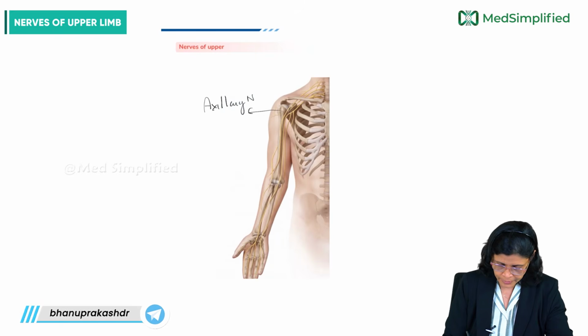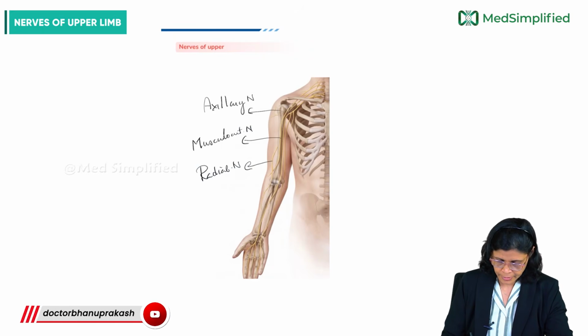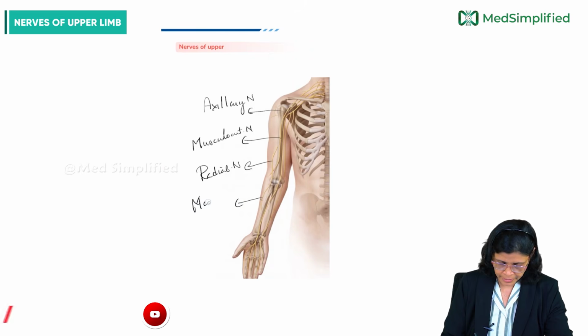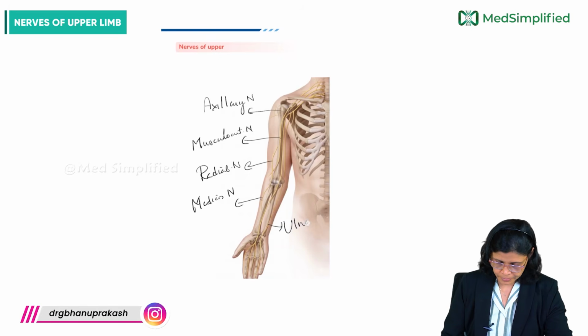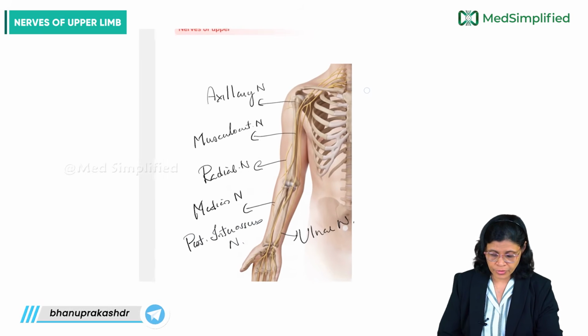then we have the musculocutaneous nerve, and here posteriorly we have the radial nerve, the median nerve mainly in the forearm, the ulnar nerve, as well as a branch of the radial nerve on the posterior aspect of the forearm, which we call the posterior interosseous nerve. So these are the main nerves of the upper limb.